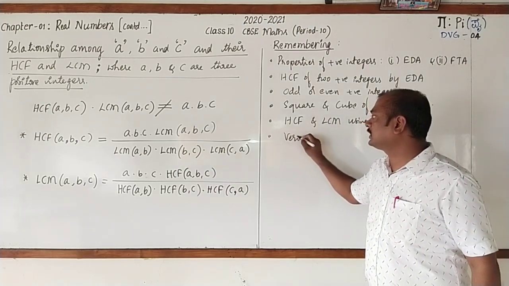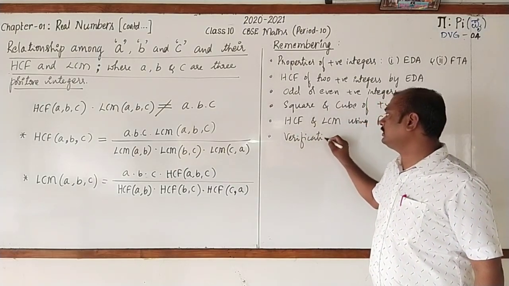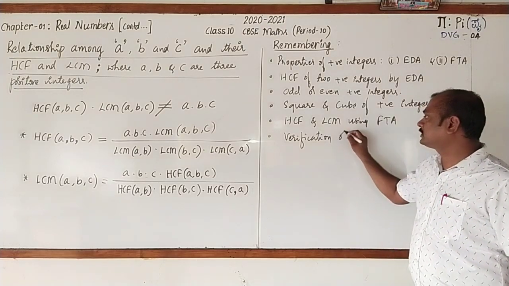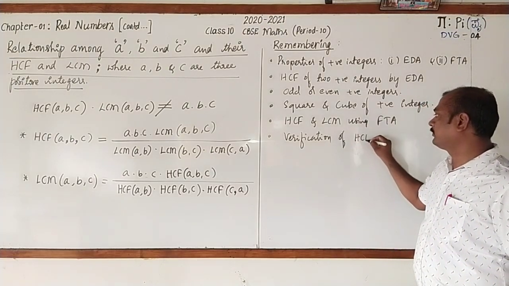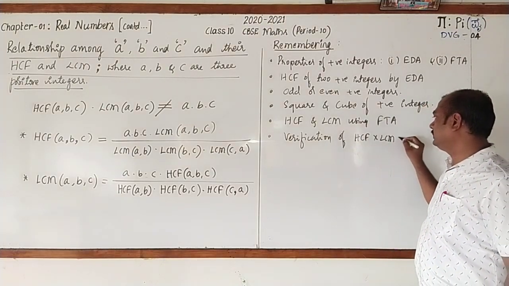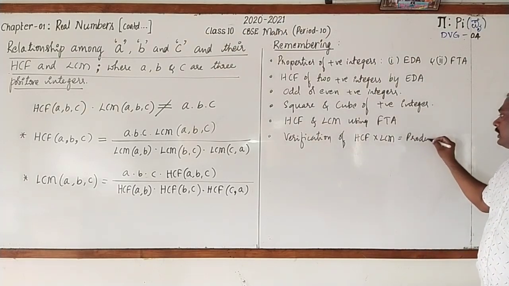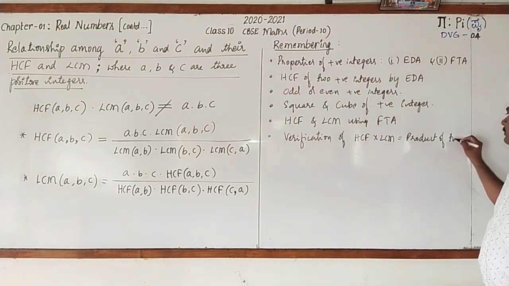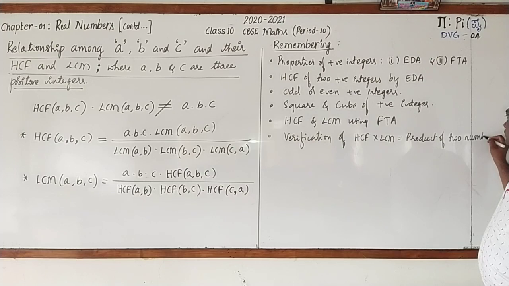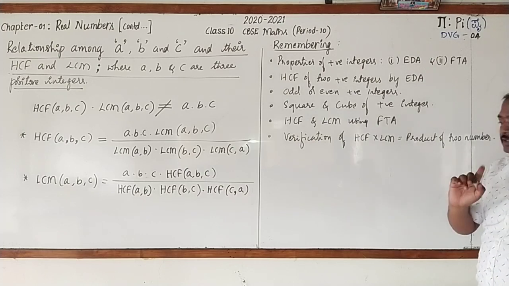Then verification. What is that verification? Verification that HCF into LCM is equal to the product of the two numbers. Got it?